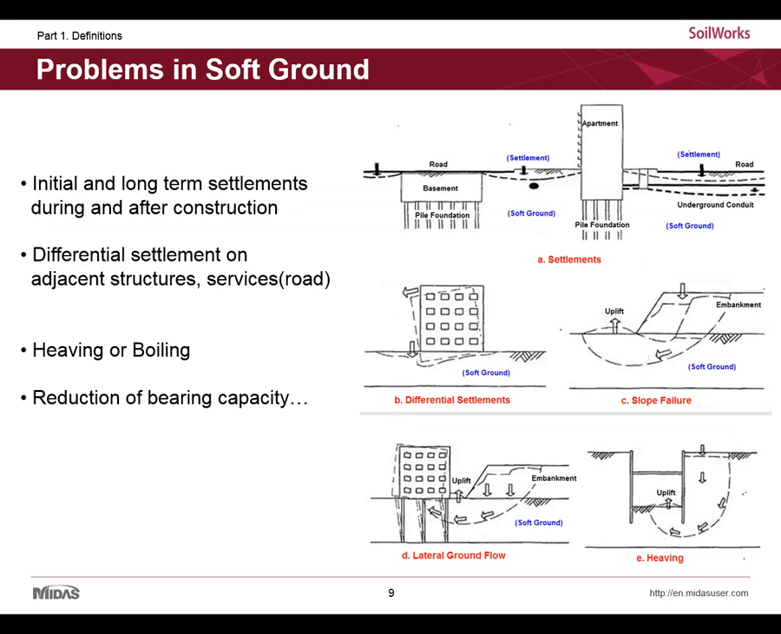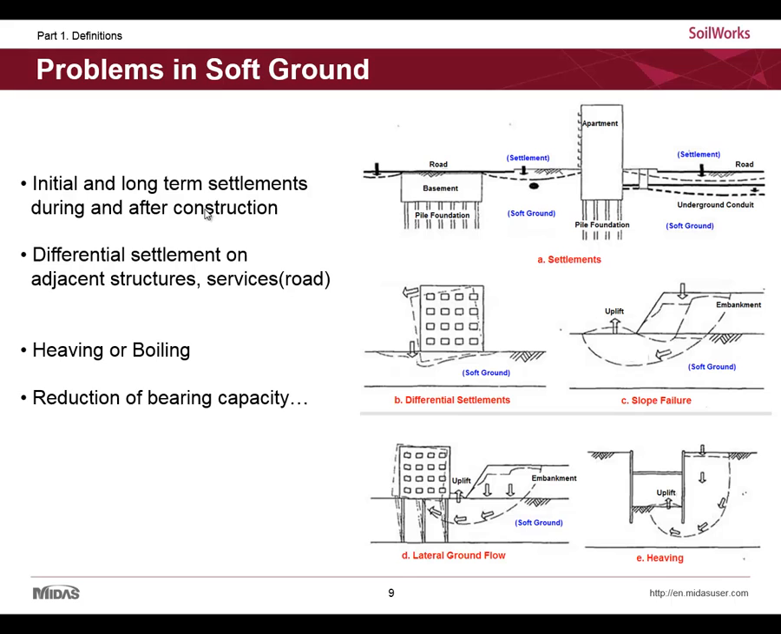So when we carry out an embankment design and selection of the most appropriate construction method for soft ground, we must consider these issues: initial and long-term settlement during and after construction, and tolerance on settlement and differential settlement of the proposed developments or structures. Heaving or boiling during excavation and lateral ground flow are also major concerns when it comes to designing soft ground.